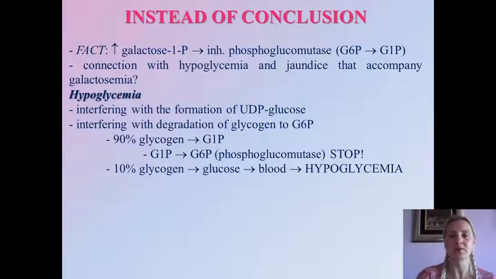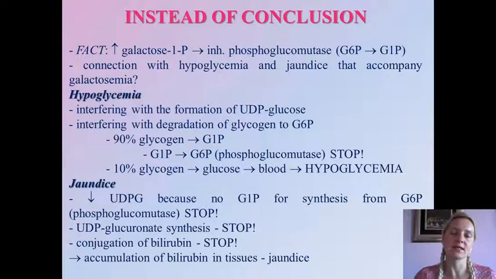And there it stops. So in liver, glucose 1-phosphate from glycogen cannot be converted to glucose 6-phosphate, cannot give glucose, cannot be exported to bloodstream. Only 10% of glycogen is converted to free glucose, which can be exported to bloodstream, but it's everything but sufficient to fulfill the pool of glucose in blood, so hypoglycemia develops.